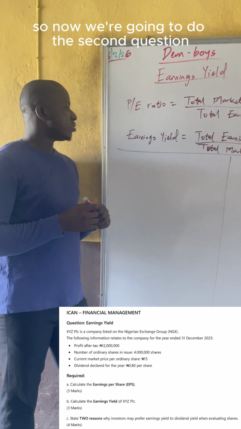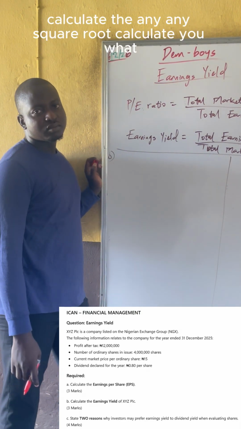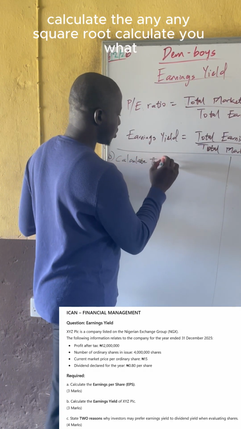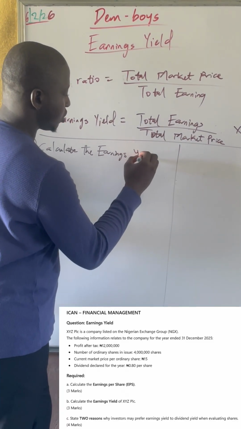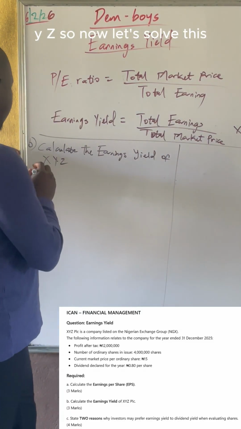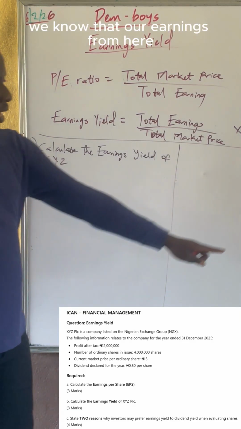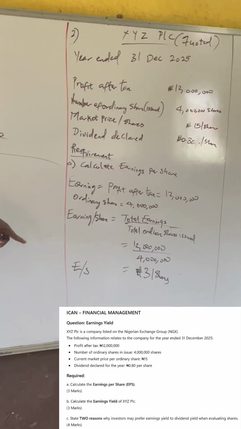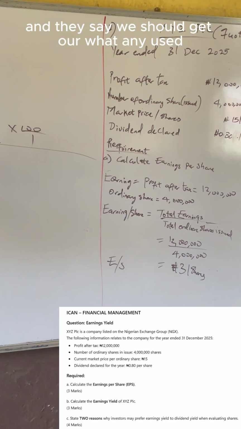So that's that part. Now we are going to do the second question, which is B. What's the second requirement? Calculate the earnings yield of XYZ. So now, let's solve this. We know that our earnings per share is 3 per share.